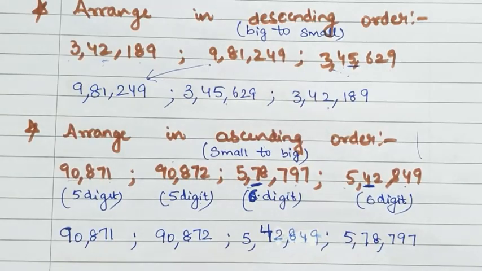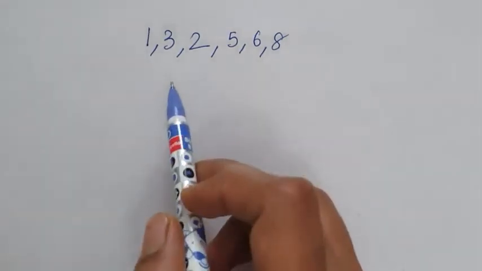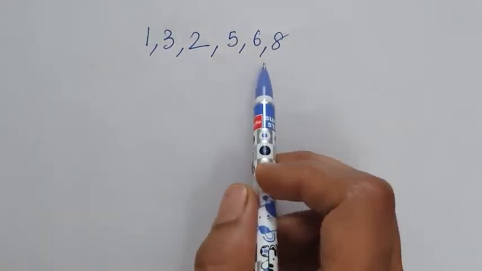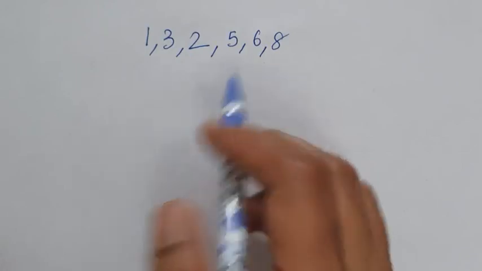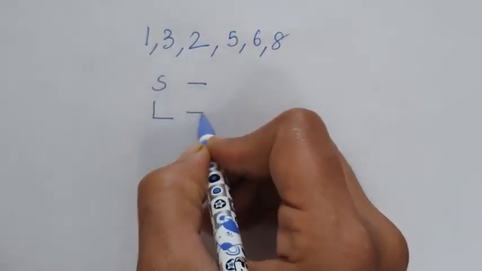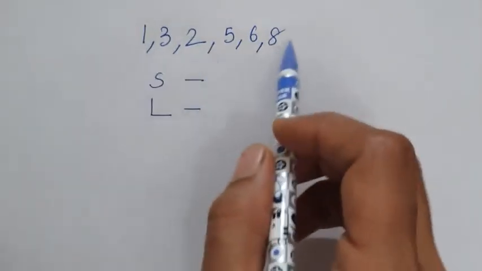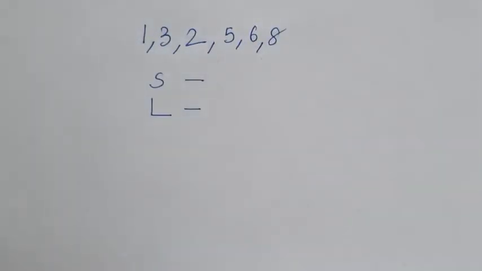Clear, children? Let us discuss how we can make smallest 5 and 6 digit numbers, largest 5 and 6 digit numbers using the given digits. Now we have these 6 digits. Now let us make the smallest 6 digit number and the largest 6 digit number. Clear? The condition is this: we can repeat the digits.